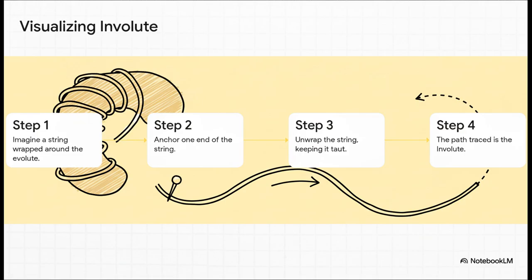I want you to picture the evolute curve as a solid shape, like a cam. Now, imagine wrapping a string tightly all the way around it. Pin one end of the string down, and then just start unwrapping it. But you have to make sure you always keep the string pulled completely tight. The path that the very end of that string traces as it unwraps, that path is the involute.